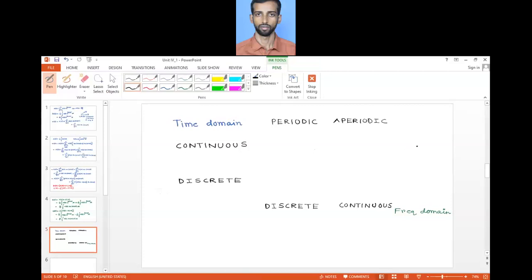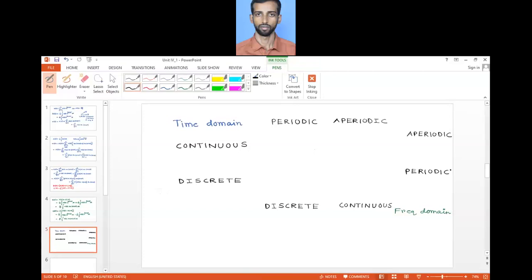And as far as the periodicity is concerned, it can be aperiodic as well as periodic. So these are the different types. By virtue of this, we have created one table.